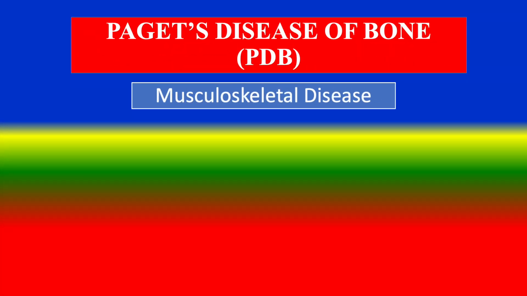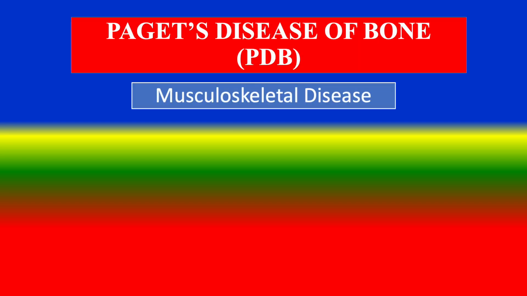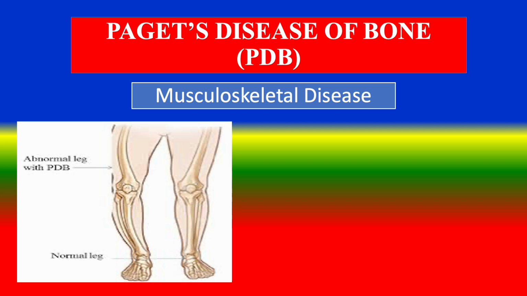Paget's disease of bone (PDB) is a musculoskeletal disease. Look at this picture, it shows a normal leg and an abnormal leg with Paget's disease of bone.